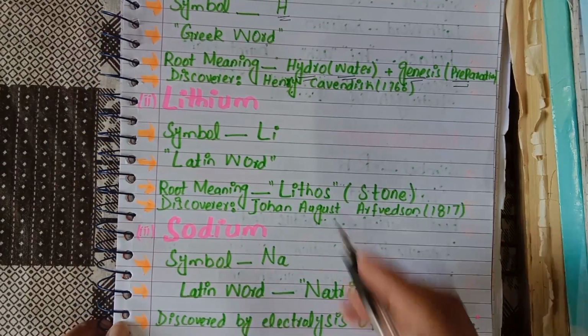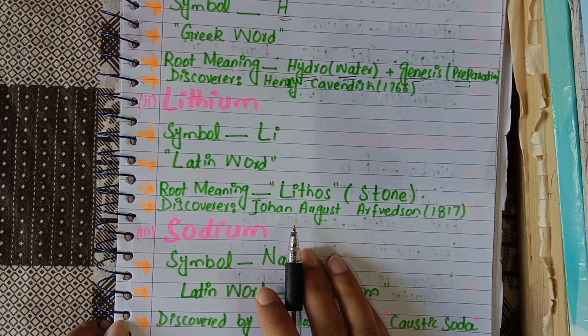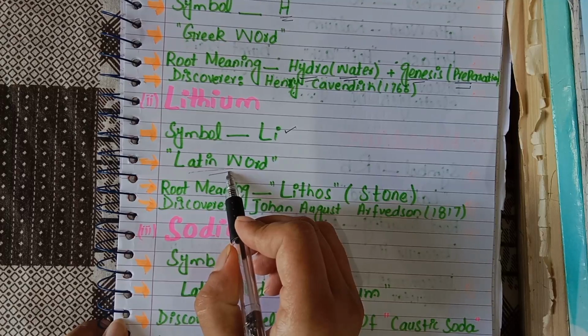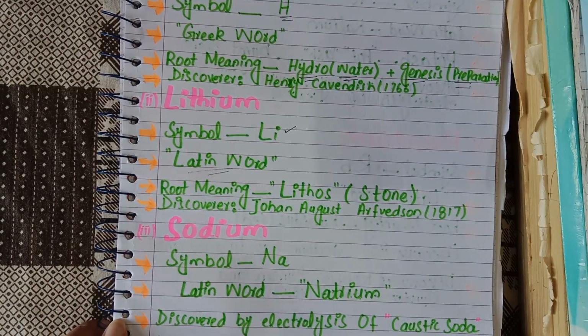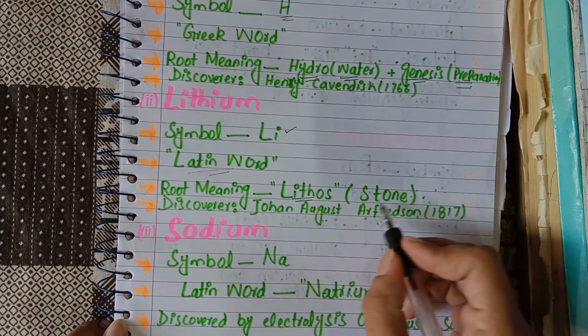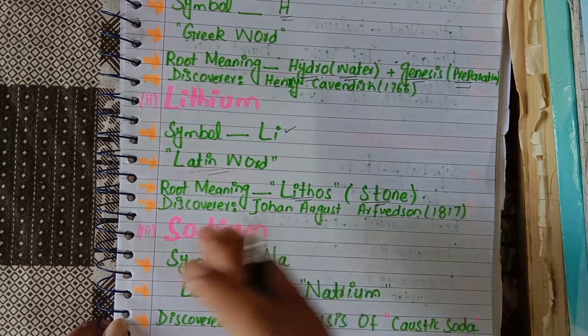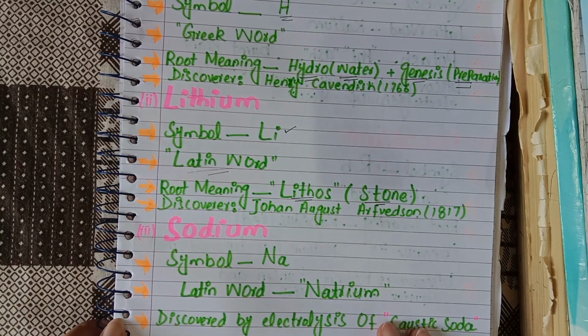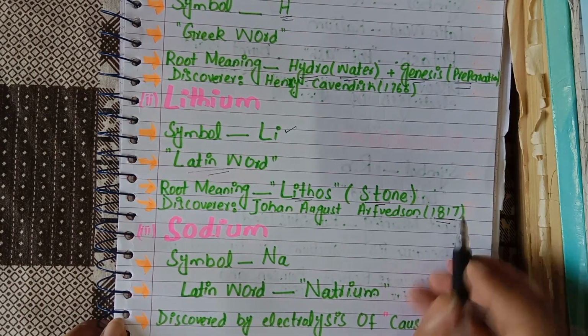Now the next element is lithium, and the symbol for this element is Li. Lithium is basically a Latin word. Now the question is, why do we call this element lithium? Basically the term lithium is derived from the Latin word lithos. Lithos means stone. Because this element was first derived from stone or mineral rocks, that's why it is termed lithium, and it was discovered by Johan August Arfwedson in 1817.